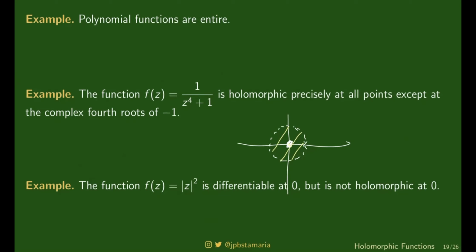Naintindihan yung pinagkaiba ng word na differentiable at holomorphic? Ang pag holomorphic, differentiable. Pero pag differentiable, not necessarily holomorphic kasi holomorphic is much more than just being differentiable. Nagre-require siya ng differentiability not only on that point or at that point, but also on some neighborhood of that point. Okay, what's next?